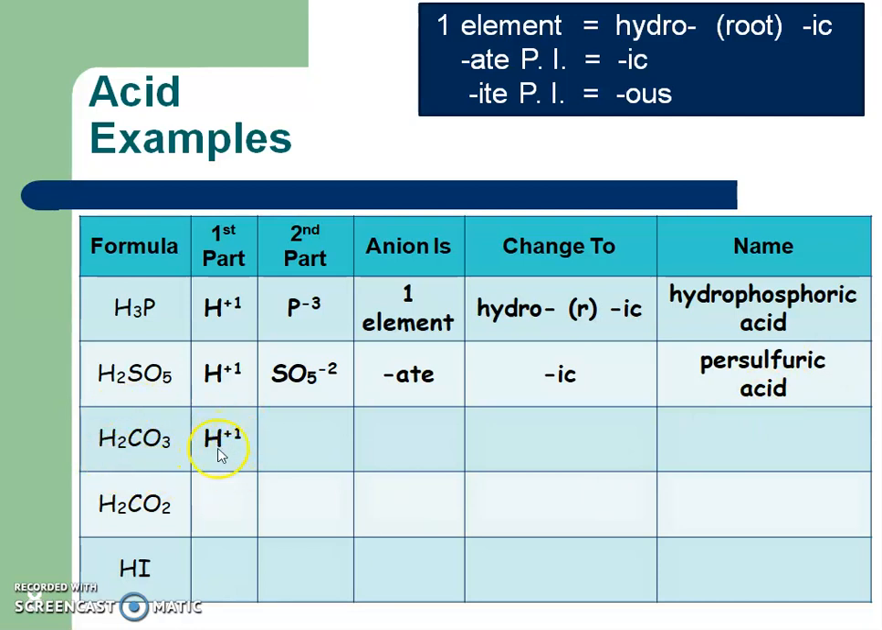H+1 is my first part. Again, crisscross backwards. CO3 -2, that polyatomic ion as one unit, is going to be the second part. If I look at my little cheat sheet, CO3 ends in ate, right? Carbon-ate. I ate something icky. So ates are going to turn into ic acid. So carbonate is going to change to carbonic acid.